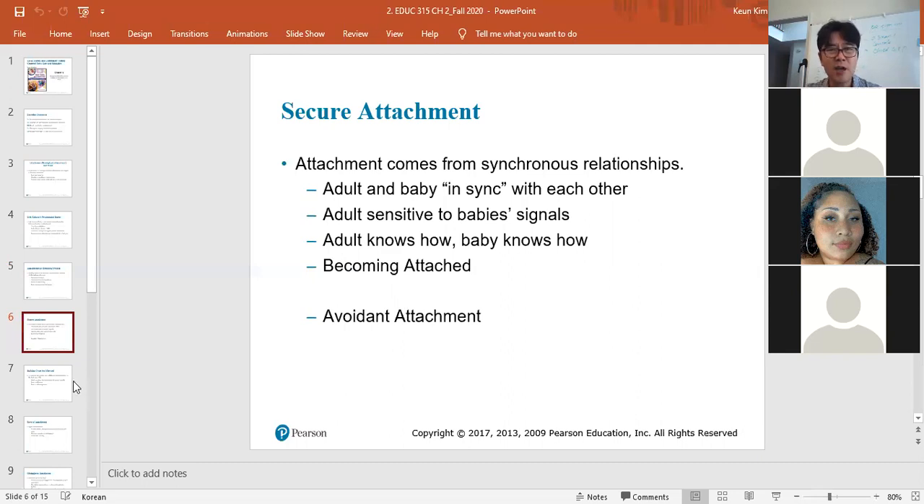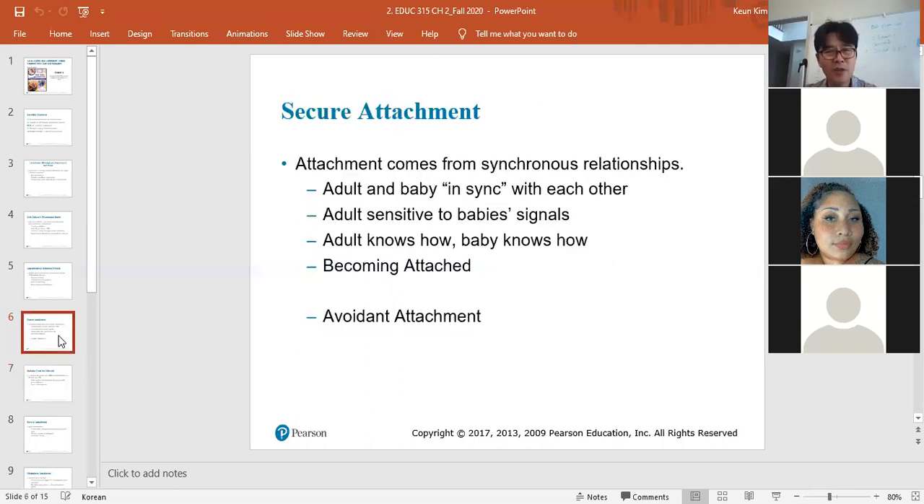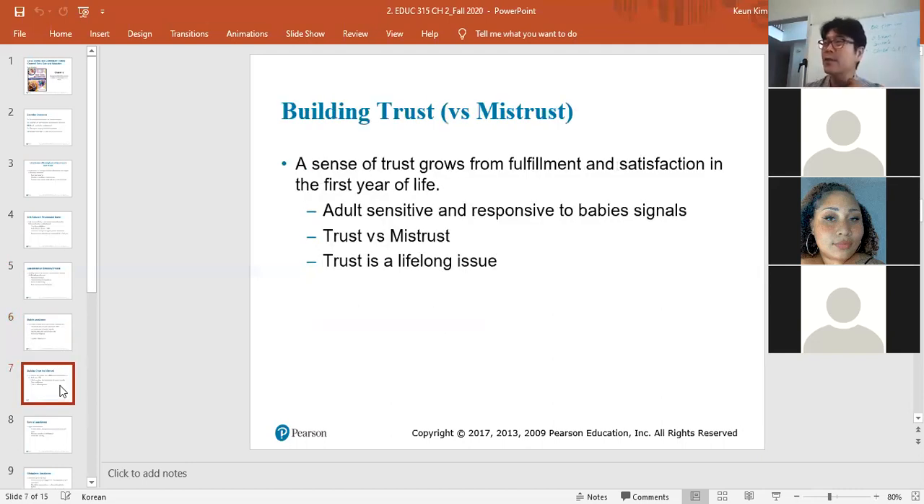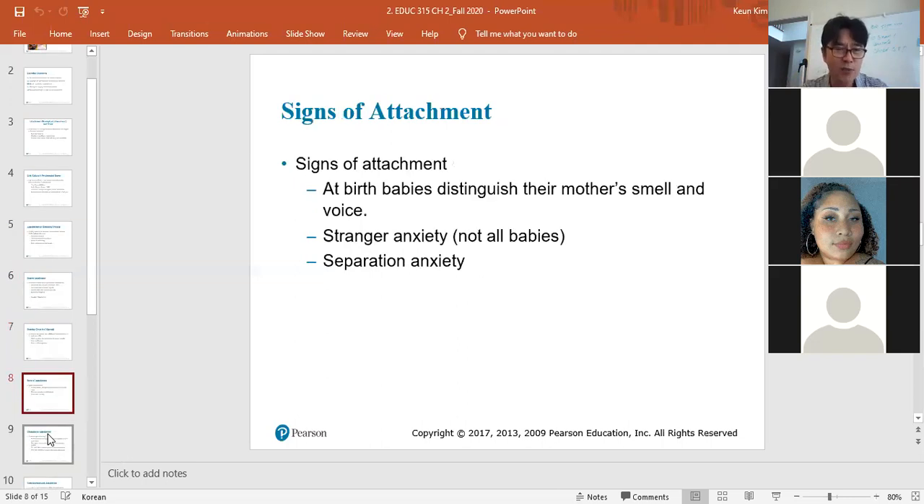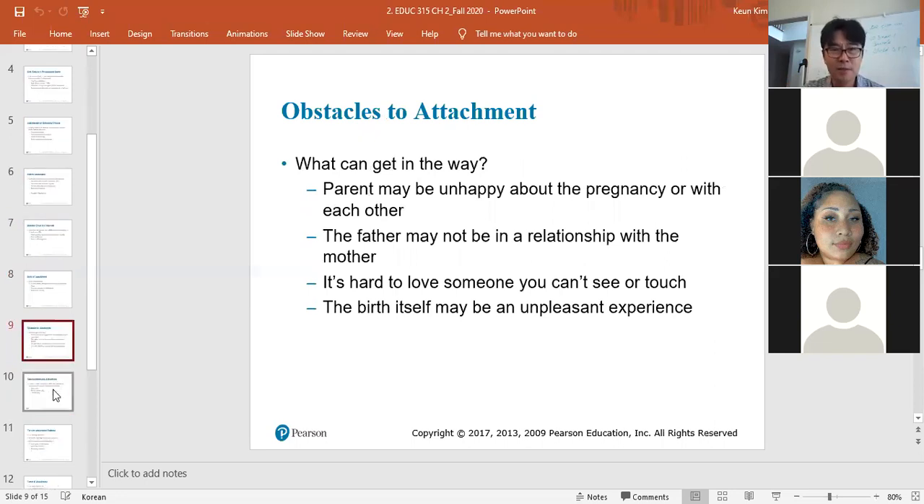There are several different types of attachment: securely attached and avoidant attachment. Who is the scholar? John Bowlby created the attachment theory, and Mary Ainsworth created the experimental room to investigate and test the baby's attachment with a stranger, the strange situation, and their anxiety.